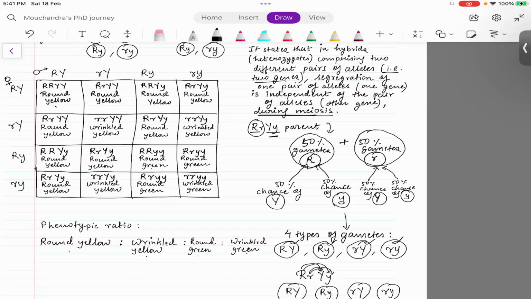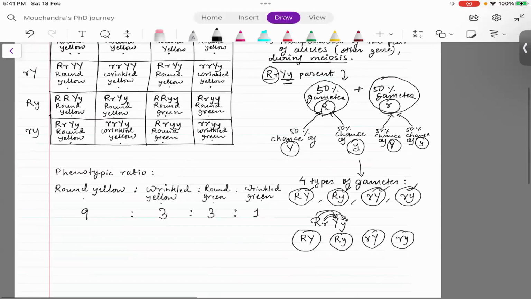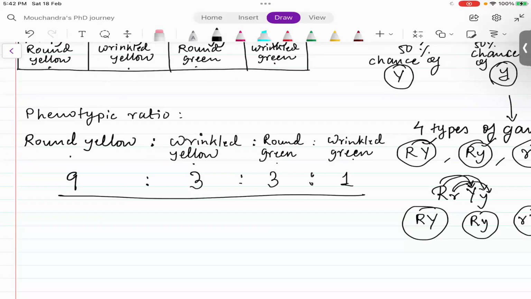So for round yellow, how many boxes are there? 1, 2, 3, 4, 5, 6, 7, 8, 9. So it will be 9 is to wrinkled yellow, 1, 2, 3, 3 is to round green. How many boxes? 1, 2, 3. And for wrinkled green, there is only 1. So this is the phenotypic ratio that you have obtained from this Punnett square. And this is also the same ratio which Mendel obtained.